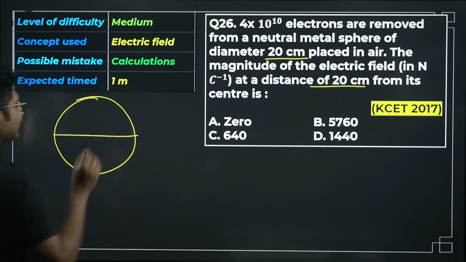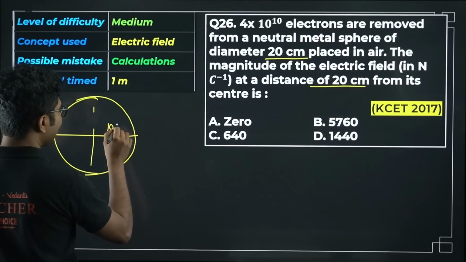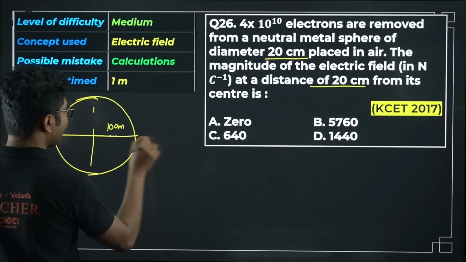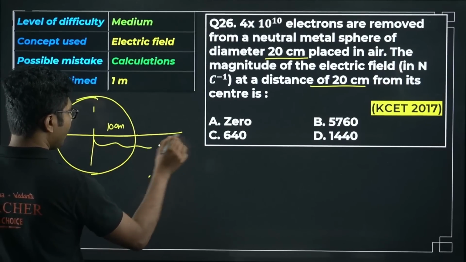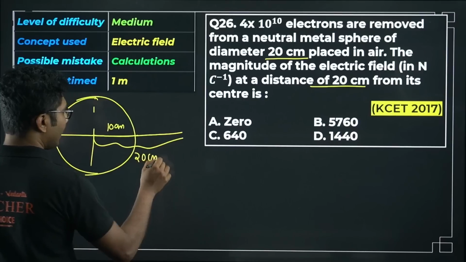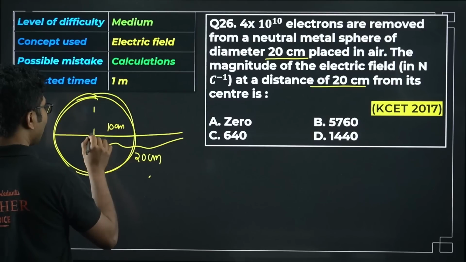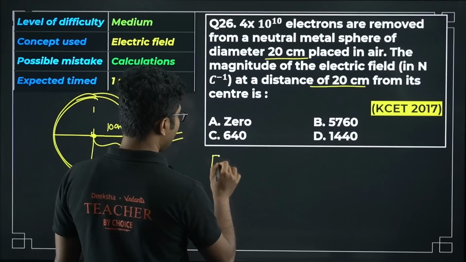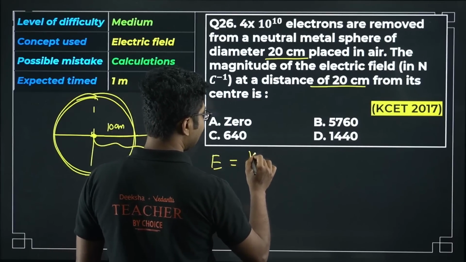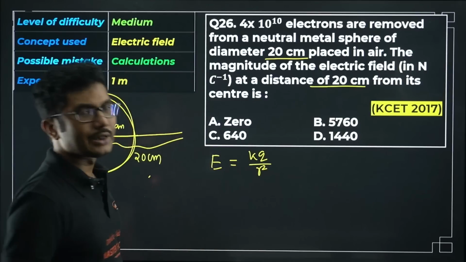The diameter is given as 20 centimeter. That means the radius is basically 10 centimeter. And you are given a point outside the sphere which is at a distance of 20 centimeter. So basically you can consider all the charge on the surface as located at the center. So electric field is basically kq by r square.